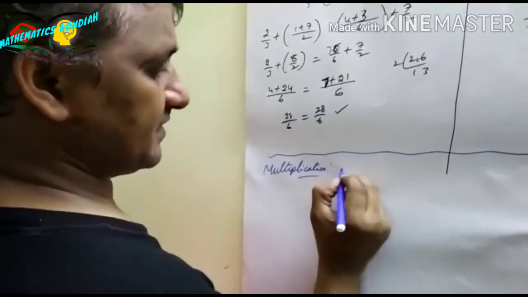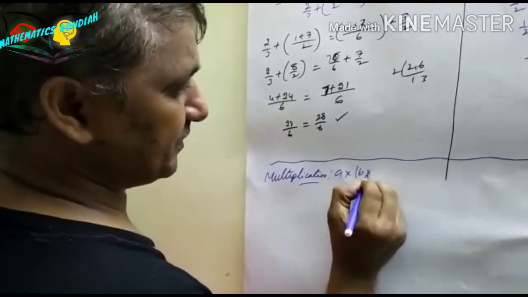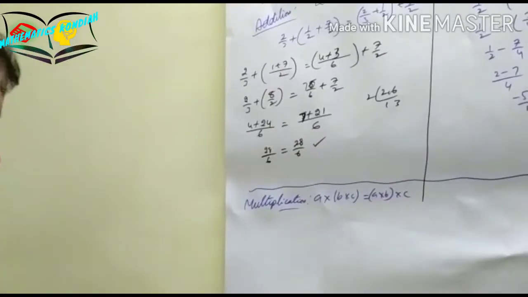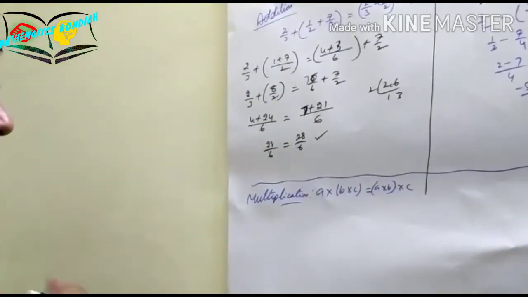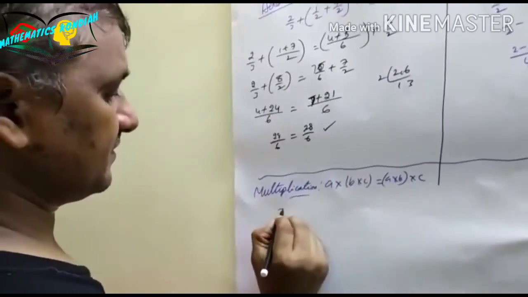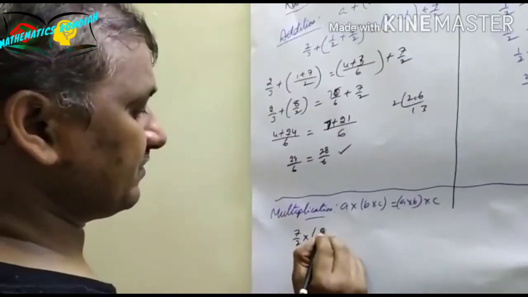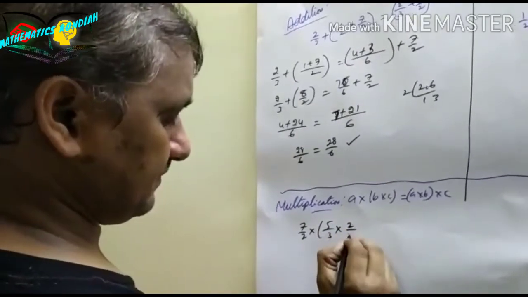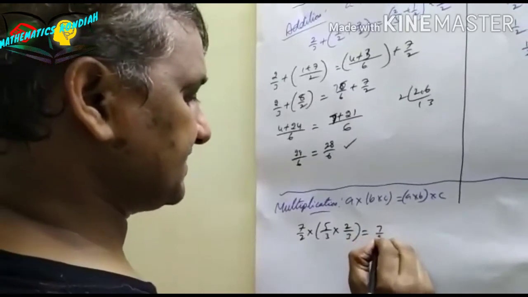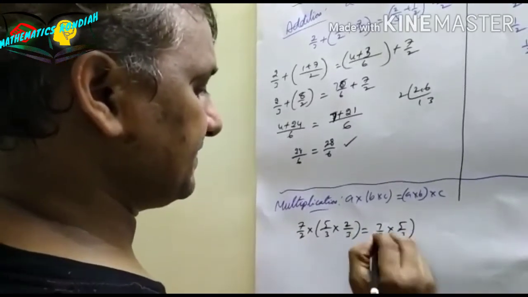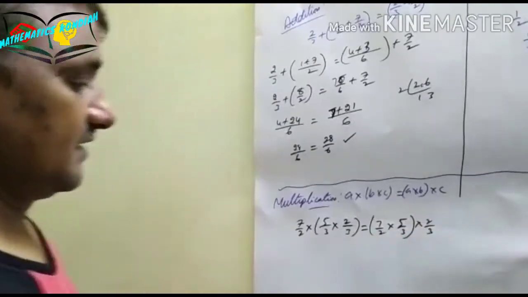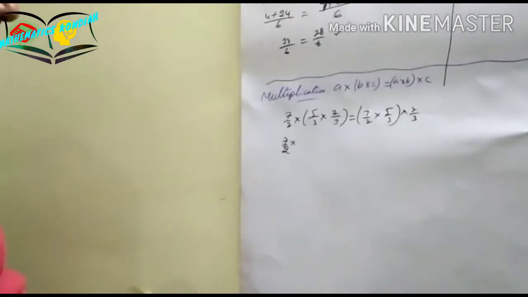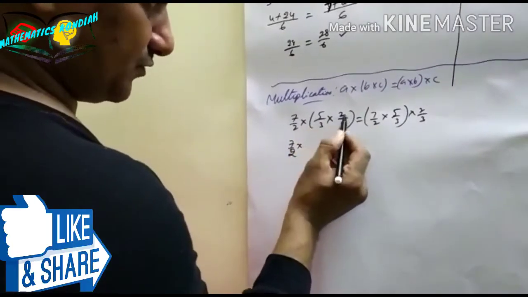What is multiplication? Already well known to you. Therefore, (A into B) into C is equal to A into (B into C). For example, (7 by 2 into 5 by 3) into 2 by 3 is equal to 7 by 2 into (5 by 3 into 2 by 3).